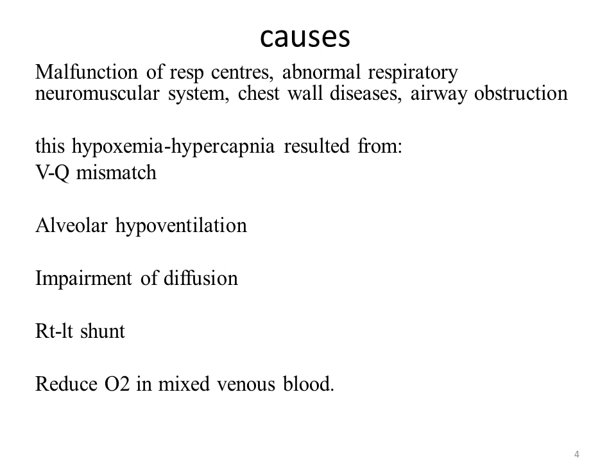The causes: malfunction of respiratory centers, abnormal respiratory neuromuscular system, chest wall disease, airway obstruction. This may lead to hypoxemic or hypercapnic failure, which may result from ventilation perfusion mismatch, alveolar hypoventilation, impaired diffusion, right-left shunt, and reduced O2 in mixed venous blood.